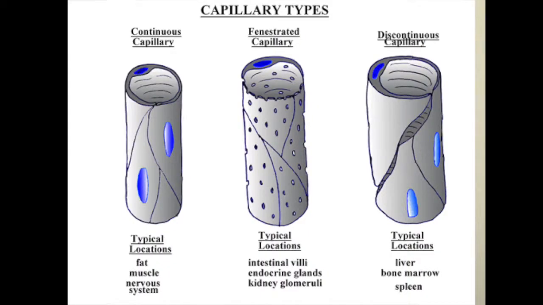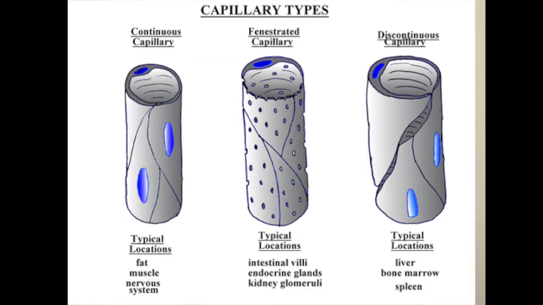Capillaries help aid in gas, nutrient, and waste exchange. There are three main different types of capillaries, and the first one is going to be continuous. Continuous capillaries are the most common ones. They have tight junctions, intercellular clefts, which allow fluid to move in and out, pinocytotic vesicles, which help absorb H2O, and they also form the blood-brain barrier with tight junctions.